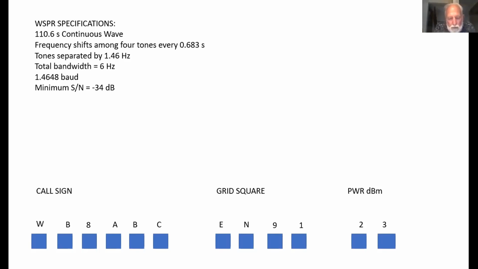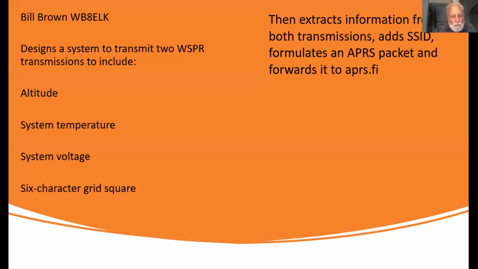So then the question was, how can we use WSPR to track a moving object and use it for a balloon? At this point, the next person we encounter is Bill Brown, WB8ELK. He asks, how are we going to transmit the altitude, system temperature, system voltage, and 6-character grid square in a WSPR packet? The answer is, you can't do it. It's impossible. So then he said, well, what about 2 transmissions?